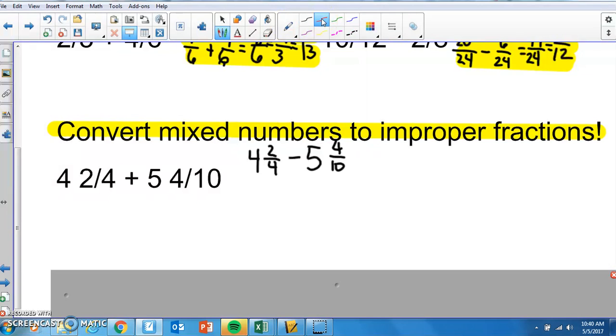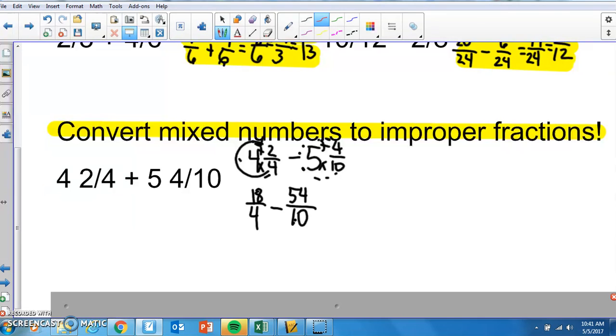Now, when we're taking a mixed number and making it improper, remember I call this the backward C. We multiply and then we add. So I'm going to do 4 times 4 is 16 plus 2 is 18, and that gives me 18 over 4. I'm going to do the same thing over here. 10 times 5, I should say. We multiply, and then we add. 10 times 5 is 50, plus 4 is 54. Put that over 10. So we now have 18/4 minus 54/10.